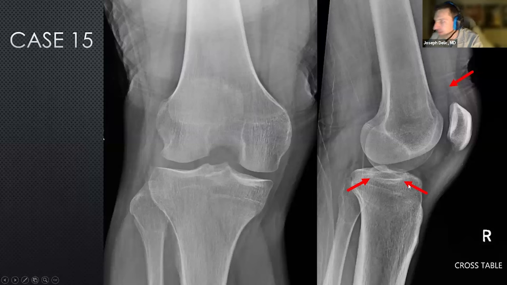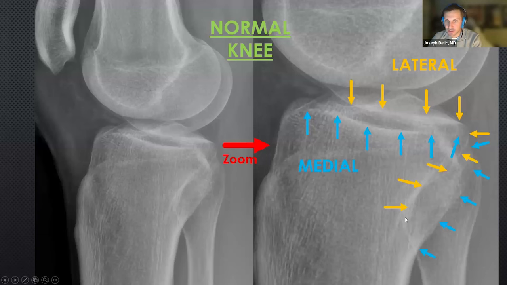So, going through this with my residents, the first thing you need to know is what does normal look like, okay? And I made this amazing drawing with an abundance of arrows. But if we take this normal knee and we zoom in, what do we want to look at on all of our lateral views? Well, two things.